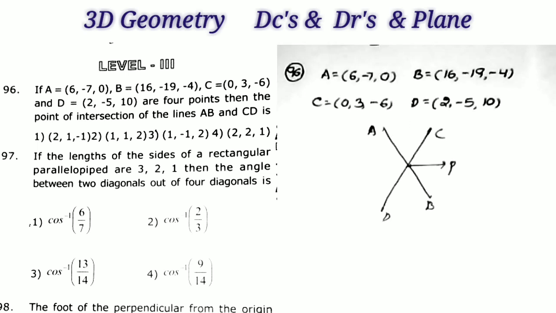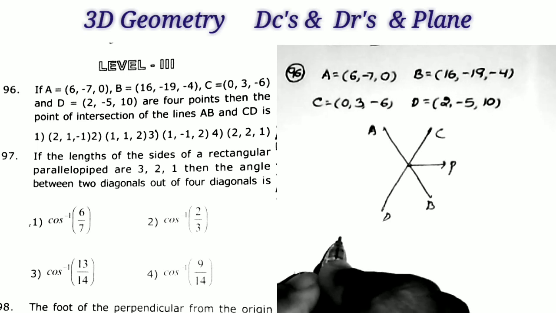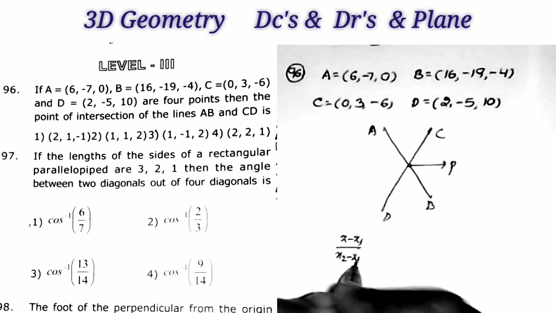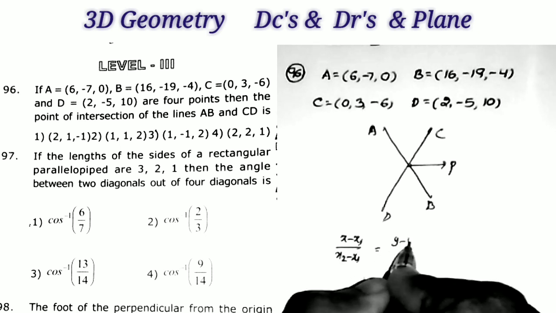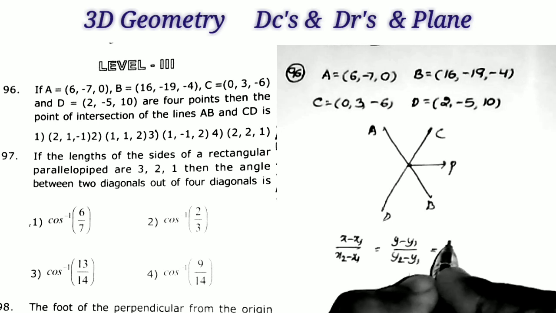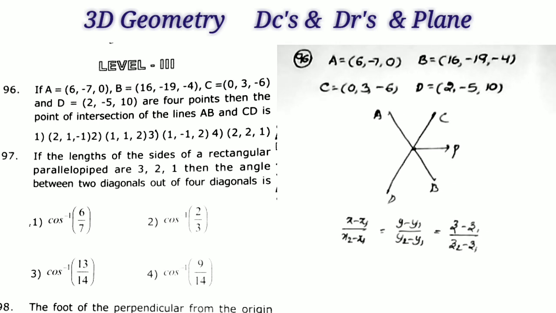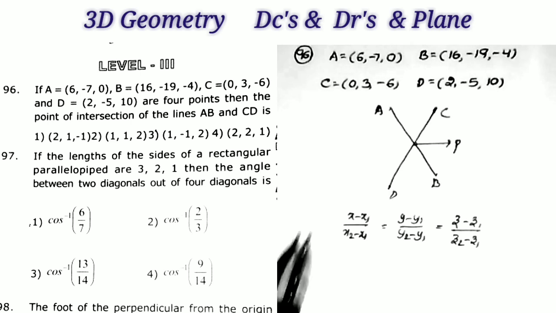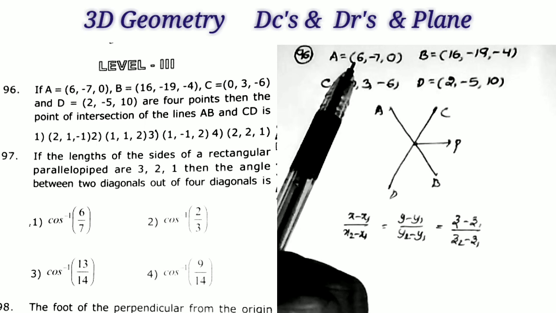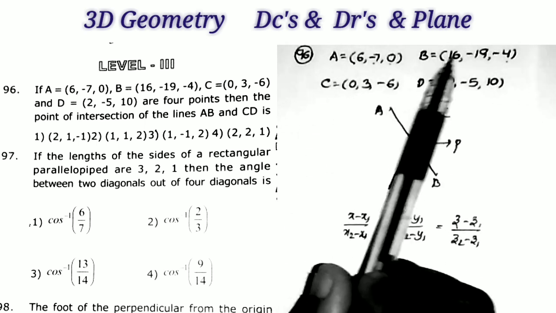Listen. So first I am finding the equation of the line AB. What is the formula? (x minus x1)/(x2 minus x1) is equal to (y minus y1)/(y2 minus y1) is equal to (z minus z1)/(z2 minus z1). This is the formula for finding the equation of the line. So I am finding the equation of the line AB, where this is x1 y1 z1, and this is x2 y2 z2.